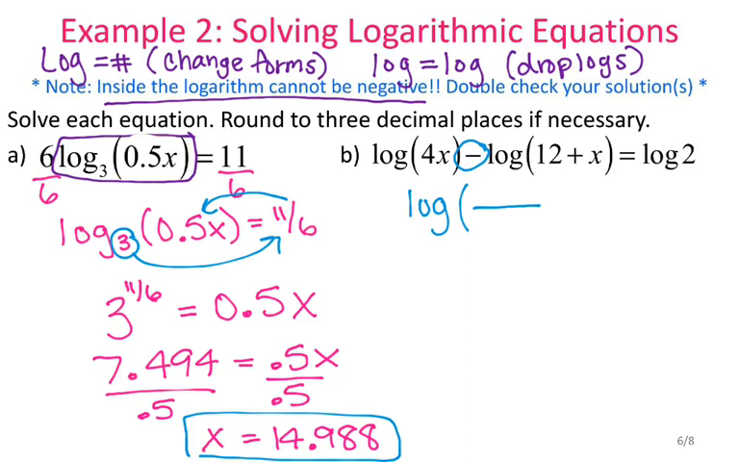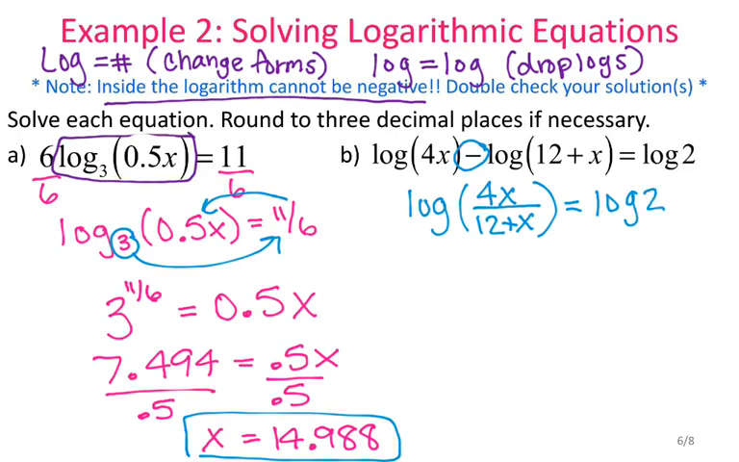Division is the same thing as setting up a fraction. If you ever forget, my subtraction symbol looks like your fraction symbol, two lines. So if you forget, subtraction is division, division is your fraction bar. So I have log of 4x over 12 plus x equals log of 2.